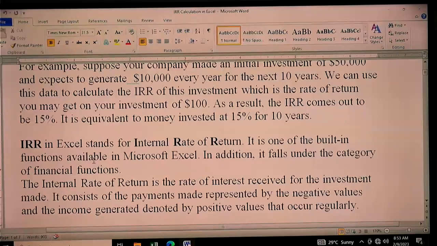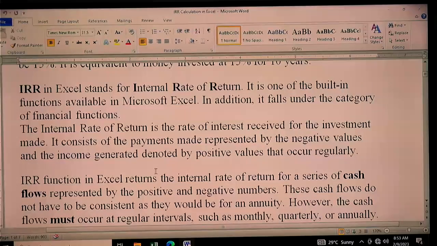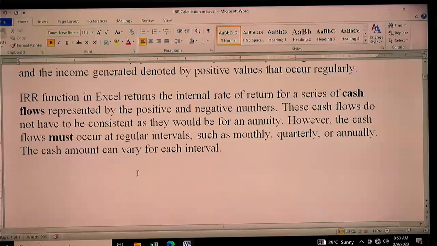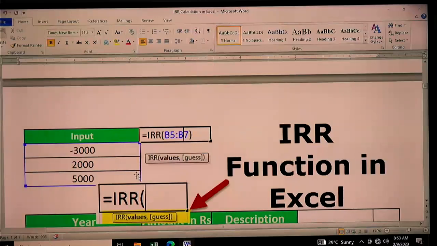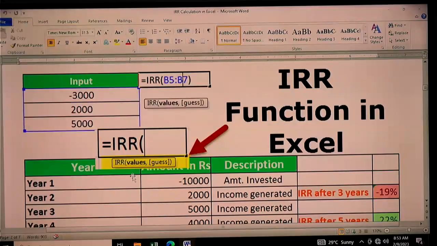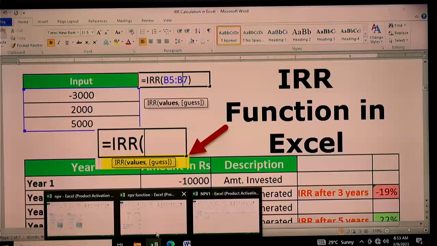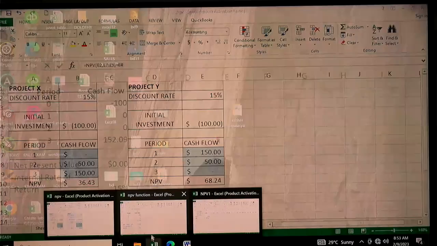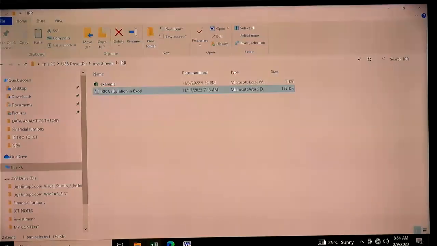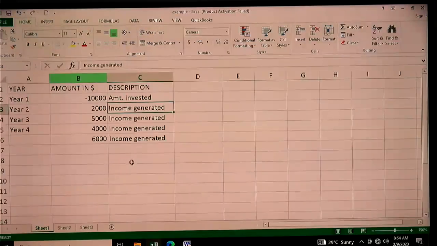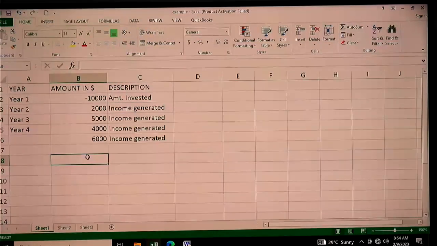The internal rate of return, we say it is a built-in function in Excel, which you are going to insert. And we are going to use it to compute these functions. So we are going to use simple data, and probably I'm going to send this data to you. And then we get this data. You can have the data. I think you have this data. So you don't have to type this down.